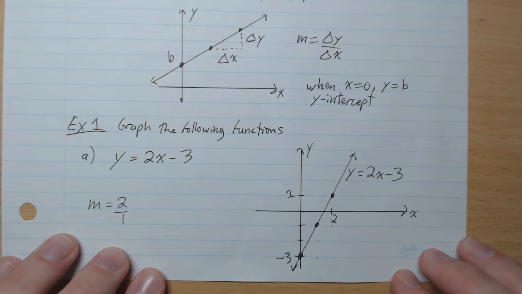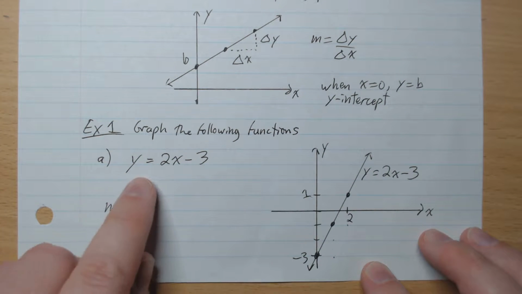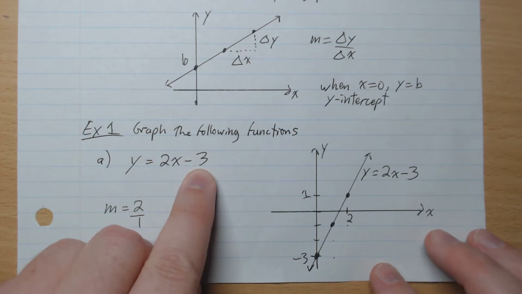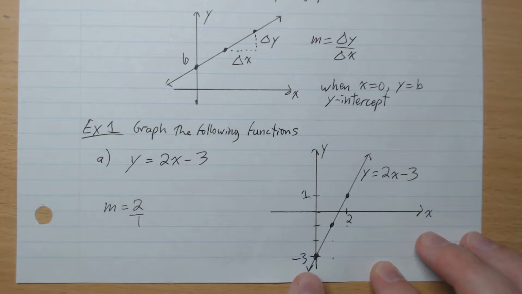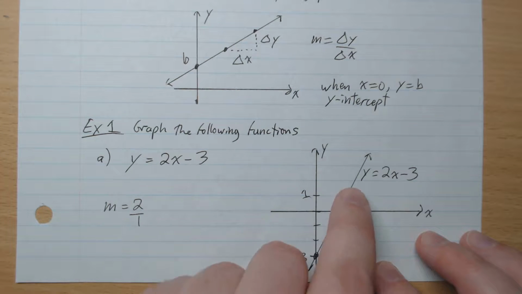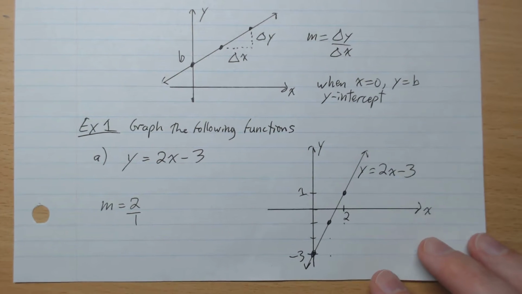So example 1, graph the following functions. So here we have our first function, y equals 2x minus 3. We notice that the slope is 2 over 1, and we also notice that the y-intercept is negative 3. So we start at negative 3, right? 1, 2, 3 like this. And now we're going to go over by 1, that's change in x, up by 2, that's our change in y. Over by 1, up by 2. Connect the dots like that, and there is the graph of our function.